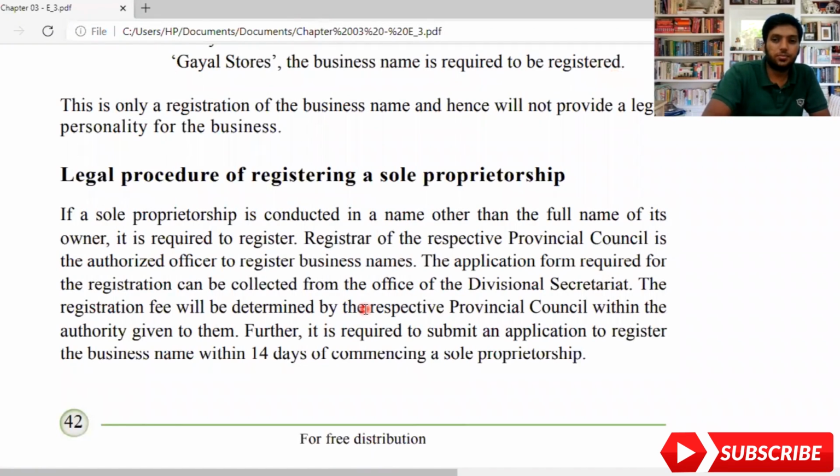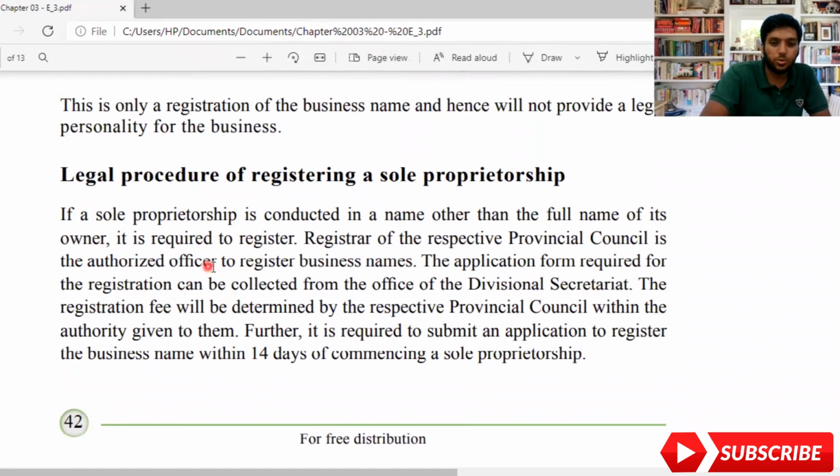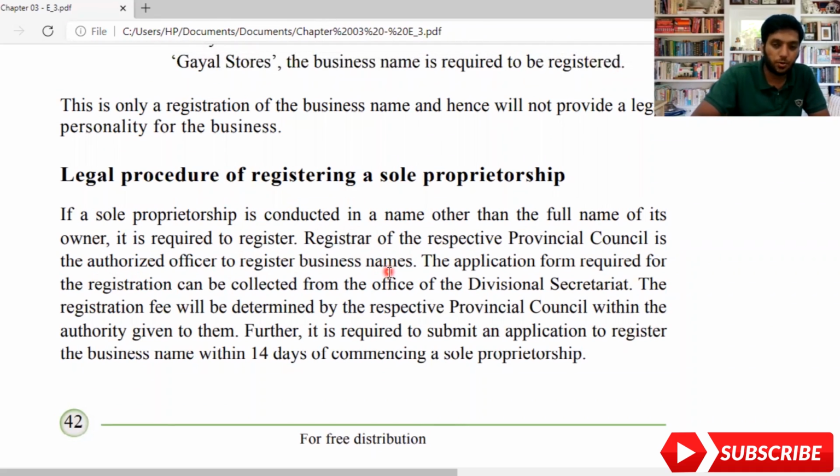So let's see the legal procedures of registering a sole proprietorship. If a sole proprietorship is conducted in a name other than the full name of its owner, it is required to register. The Registrar of the respective provincial council is the authorized office to register a business name. So if you really want to register your business name, you need to go to the Registrar of the Provincial Council. It is very important to know the steps. The application form for registration can be collected from the office of the Divisional Secretariat. You go to the Divisional Secretariat area, collect the application form, and the registration will be determined by the respective provincial council within the authority given to them.